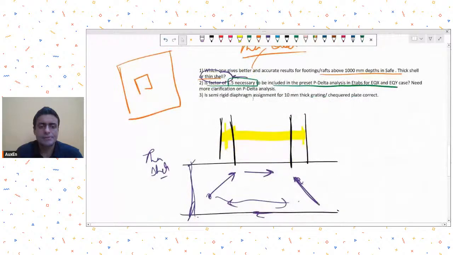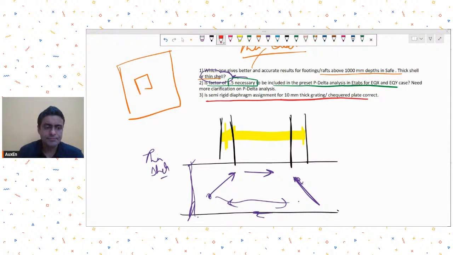His next question is: semi-rigid diaphragm assignment for 10 thick grating checker plate, correct? Yeah, whenever you have doubt, go for semi-rigid, unless you are sure that this particular floor system will behave as a rigid diaphragm in plane. It is always better to go for a semi-rigid assignment. No harm in going with a semi-rigid assignment. You should always go with semi-rigid assignment whenever you have confusion. All right. So these were his three questions.